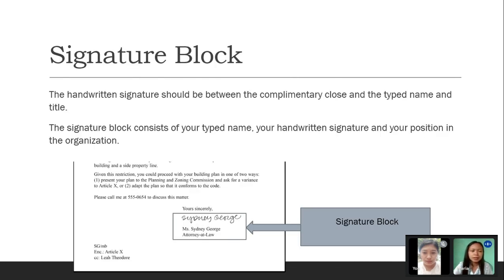The signature block. The handwritten signature should be between the complimentary close and the typed name and title. The signature block consists of your typed name, your handwritten signature, and your position in the organization. Below is the example of a signature block: the signature, the typed name, and the title.